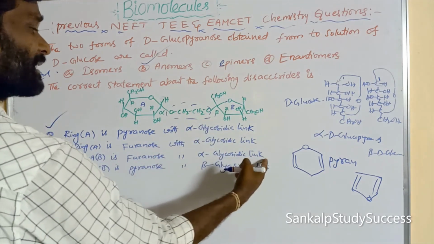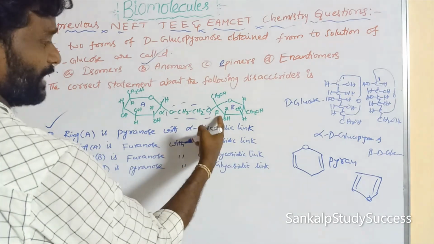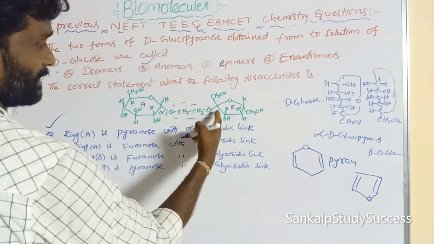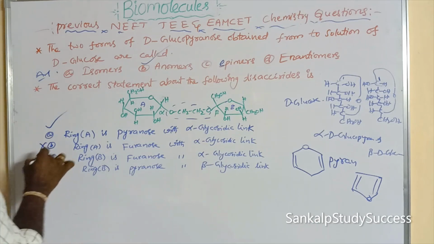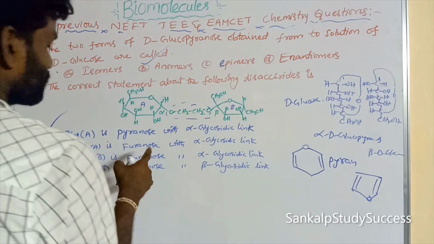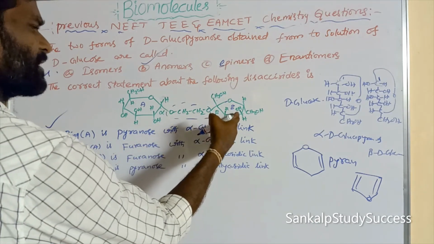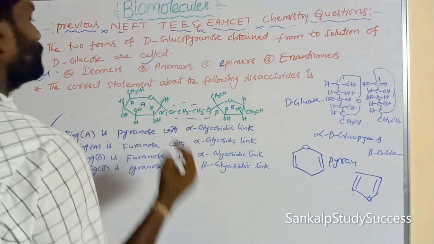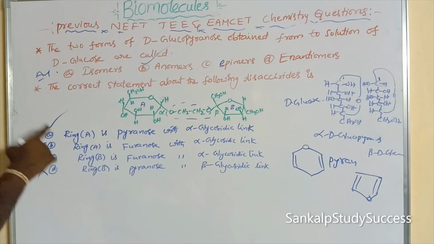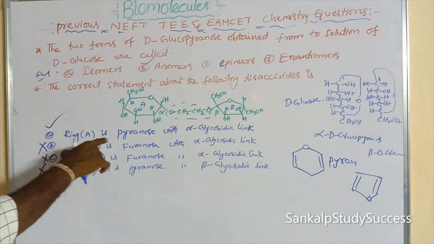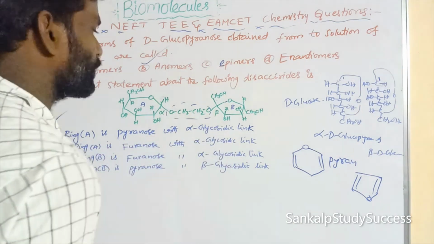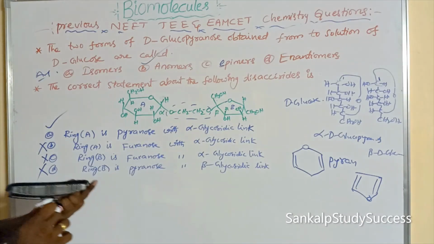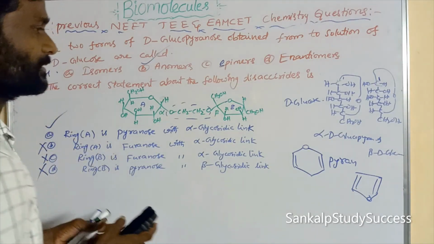With alpha glycosidic linkage. Okay, this is not an alpha glycosidic linkage. This can be written as beta. So this is also wrong. Ring B is pyranose? Ring B is not pyranose. Ring B is the furanose. So this is the wrong answer. So this is the right one. Ring A is the pyranose with alpha glycosidic linkage. Okay, next goes to another bit.